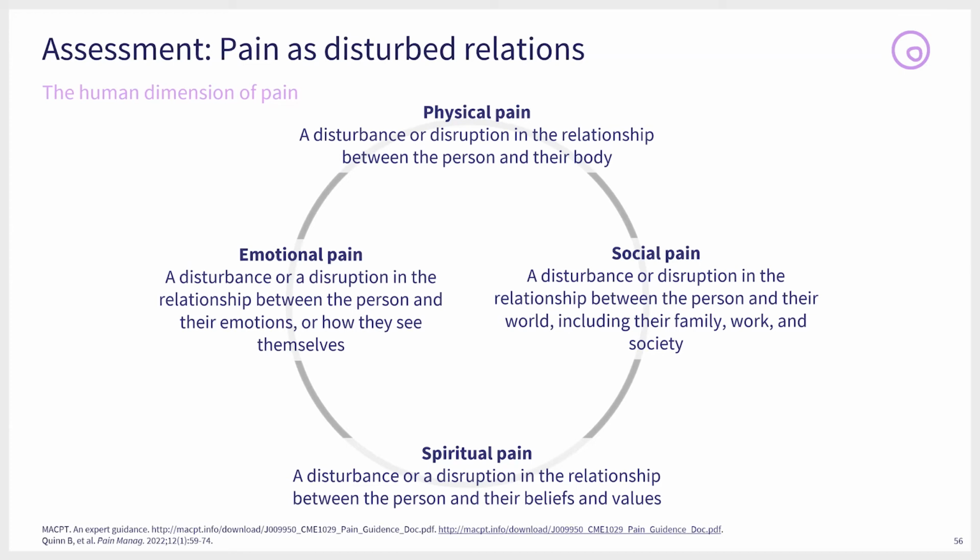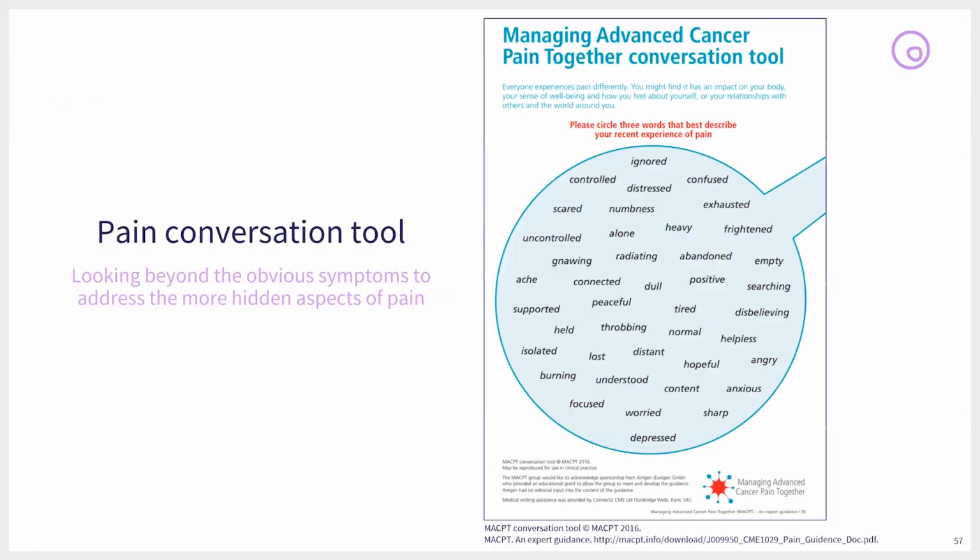their beliefs and values. I was talking to some nurses yesterday, and I was saying, whenever you come close to what is important to someone, you're very close to their spirituality and what's spiritually important to them. Spirituality and importance are very closely linked. And then emotional pain is a disturbance in the relationship between the person and how they feel about themselves, their emotions. So this is just a slightly different approach, a complementary approach, I would say, to very often the pain descriptions that we see and have been using for many decades.